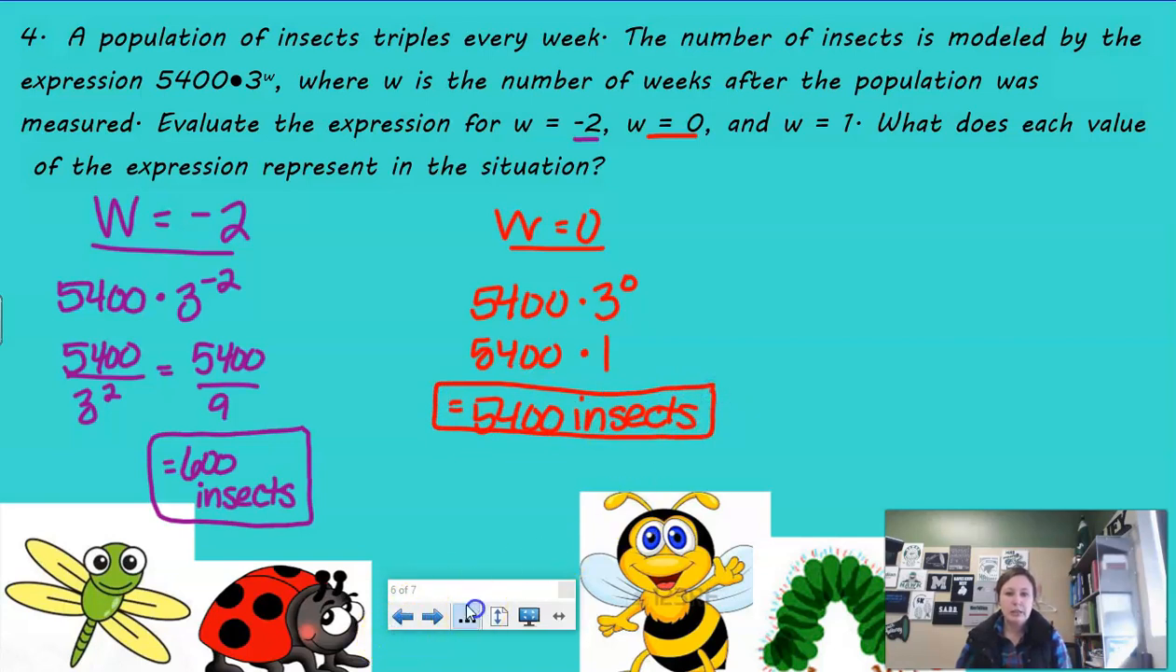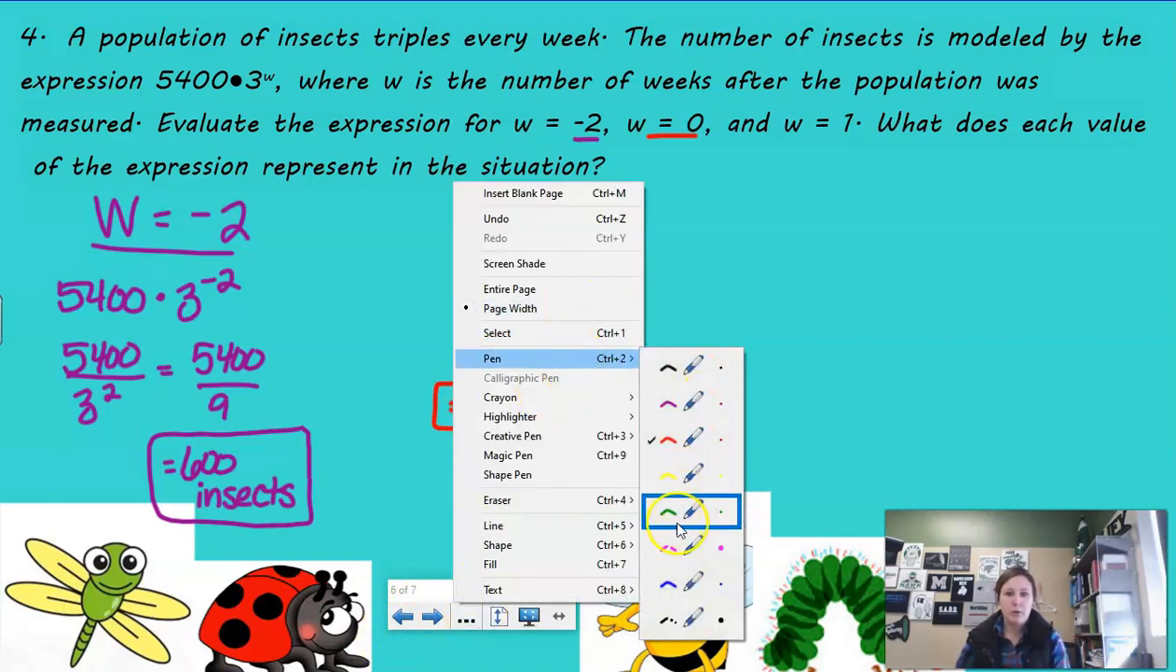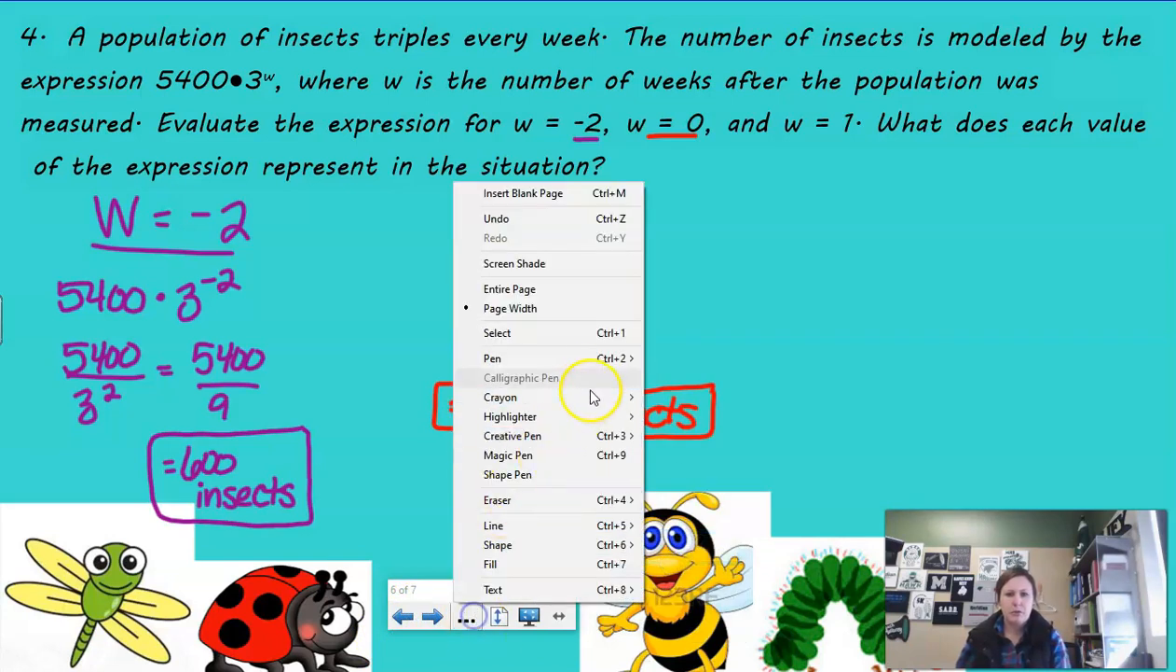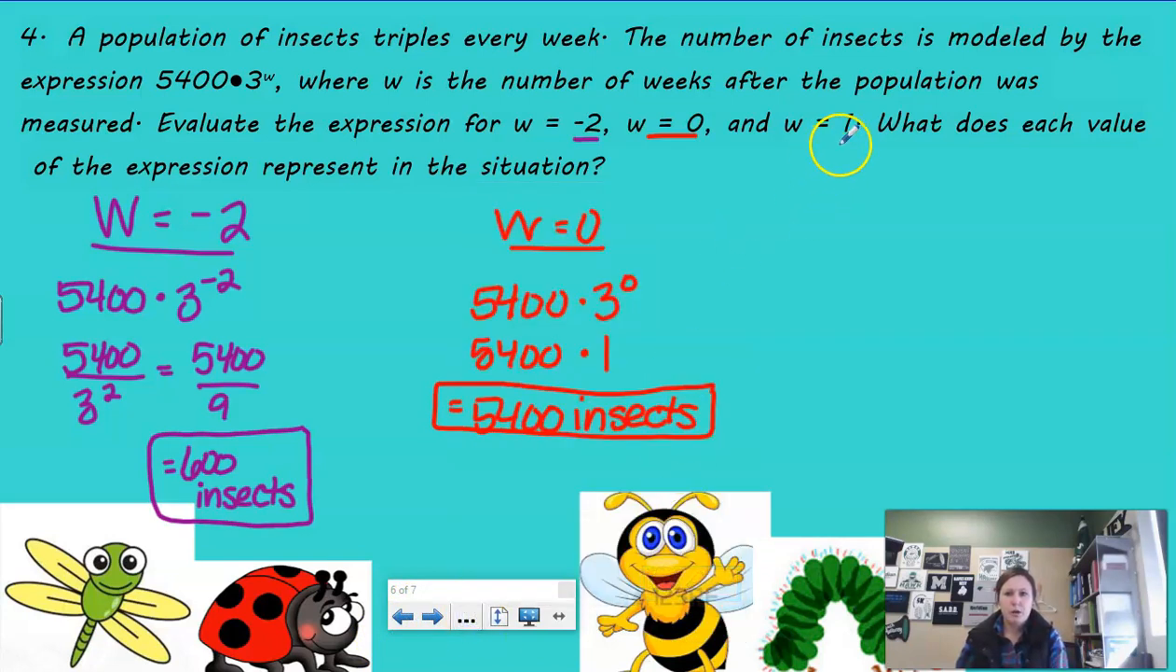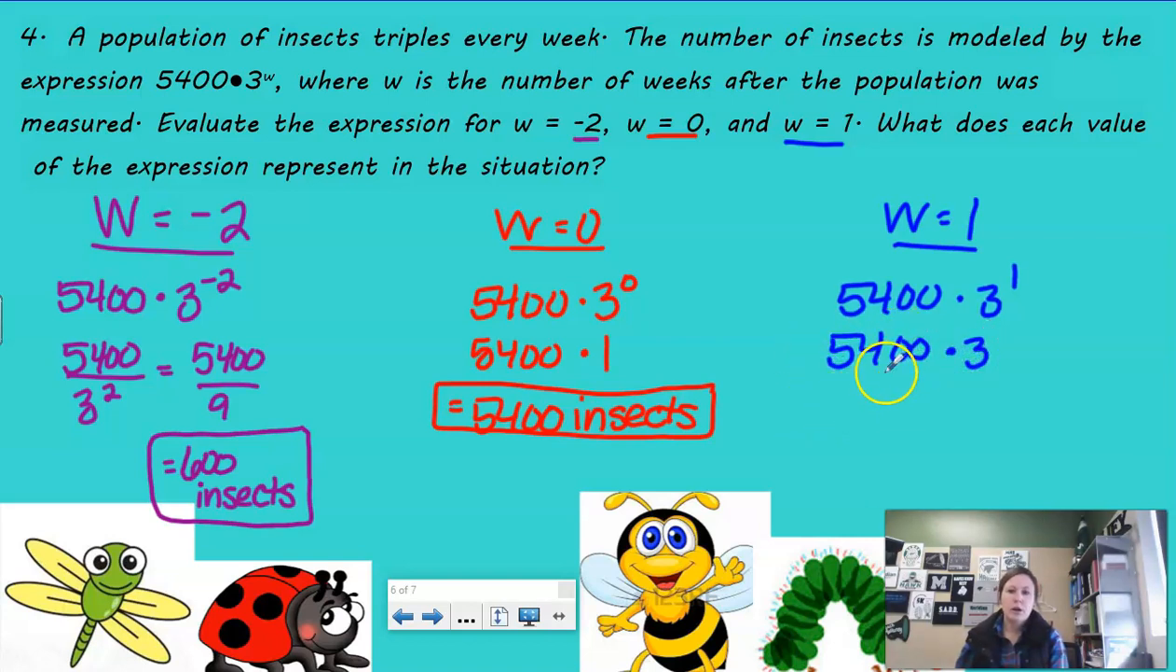And then your last problem that you've got to do here, not that pen, that's harder to read, is when w is equal to 1. So after 1 week of doing this study, how many insects do we have? So again, plug in that 1 for your exponent. 3 to the first power, hopefully by now we know is 3. And then when you do 5,400 times 3, you get 16,200 insects after the first week of your study.